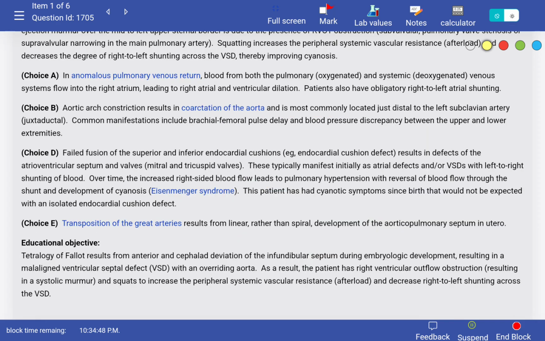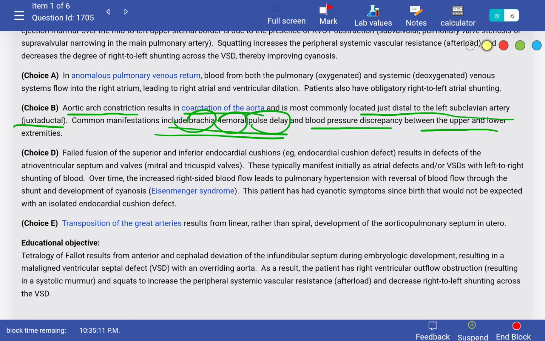Why not option B? Because aortic arch constriction results in coarctation of the aorta, most commonly located just distal to the left subclavian artery. This location is important, okay? Juxtaductal. And the common manifestations include brachial-femoral pulse delay. This is important, right? And a BP discrepancy between the upper and lower extremities.